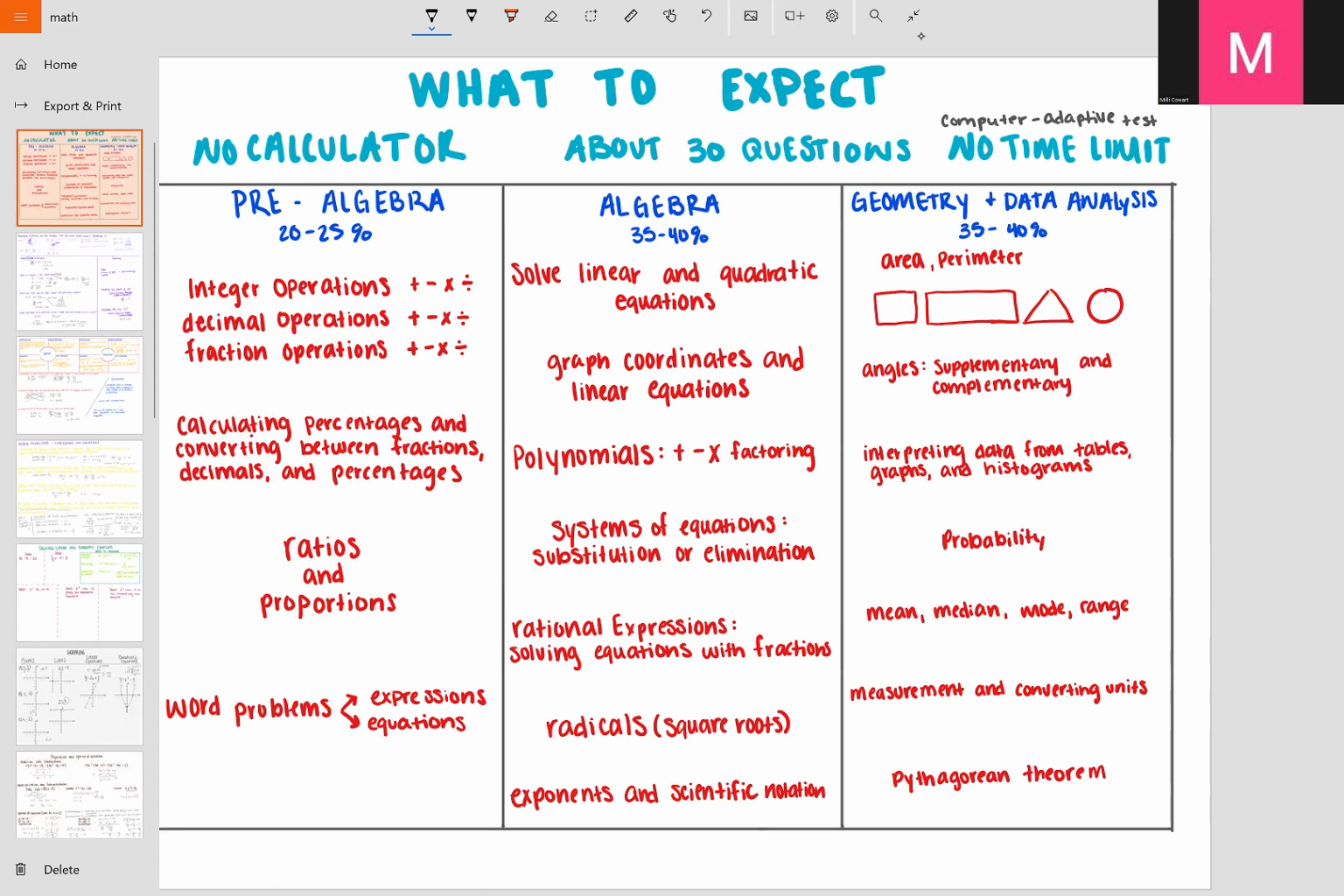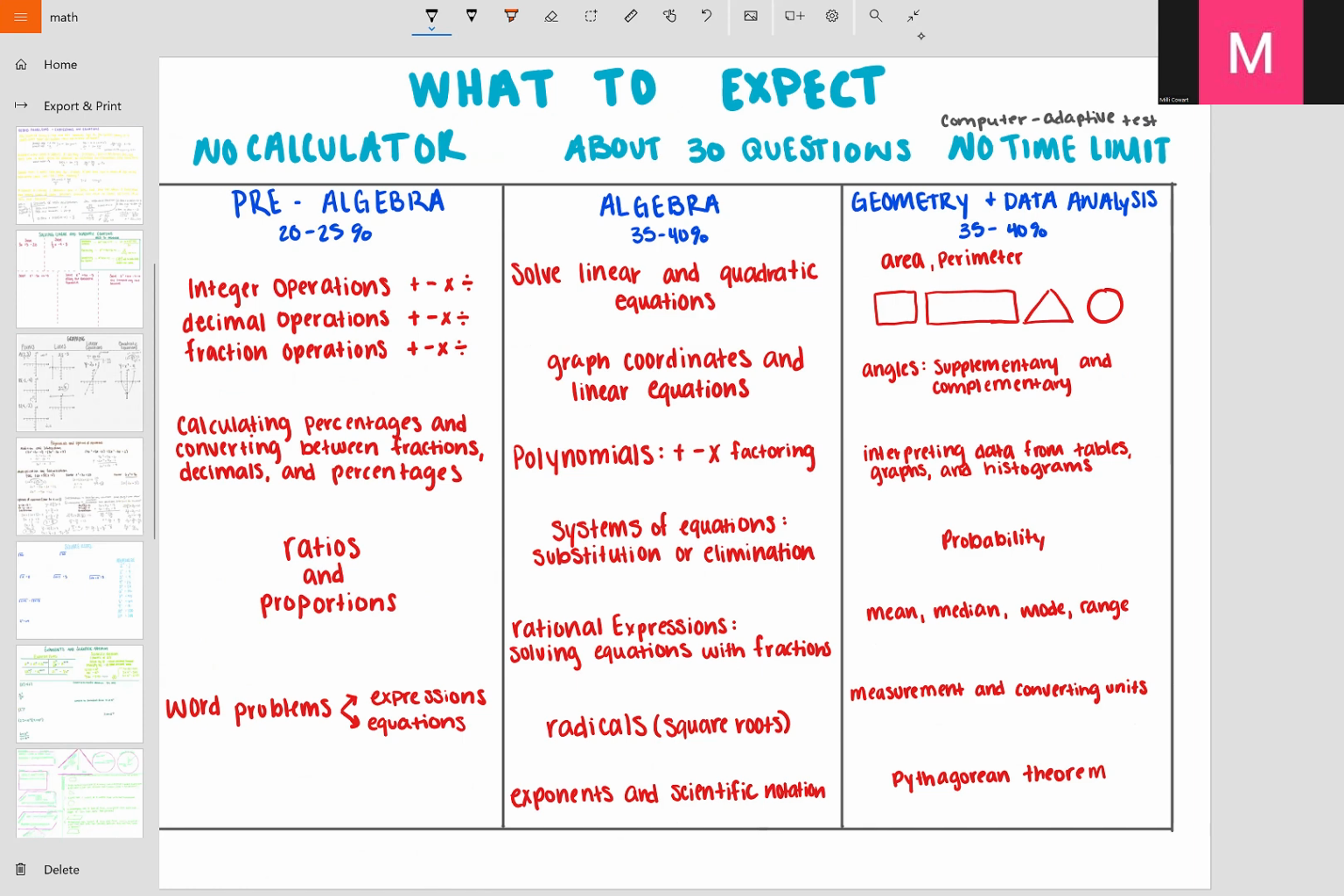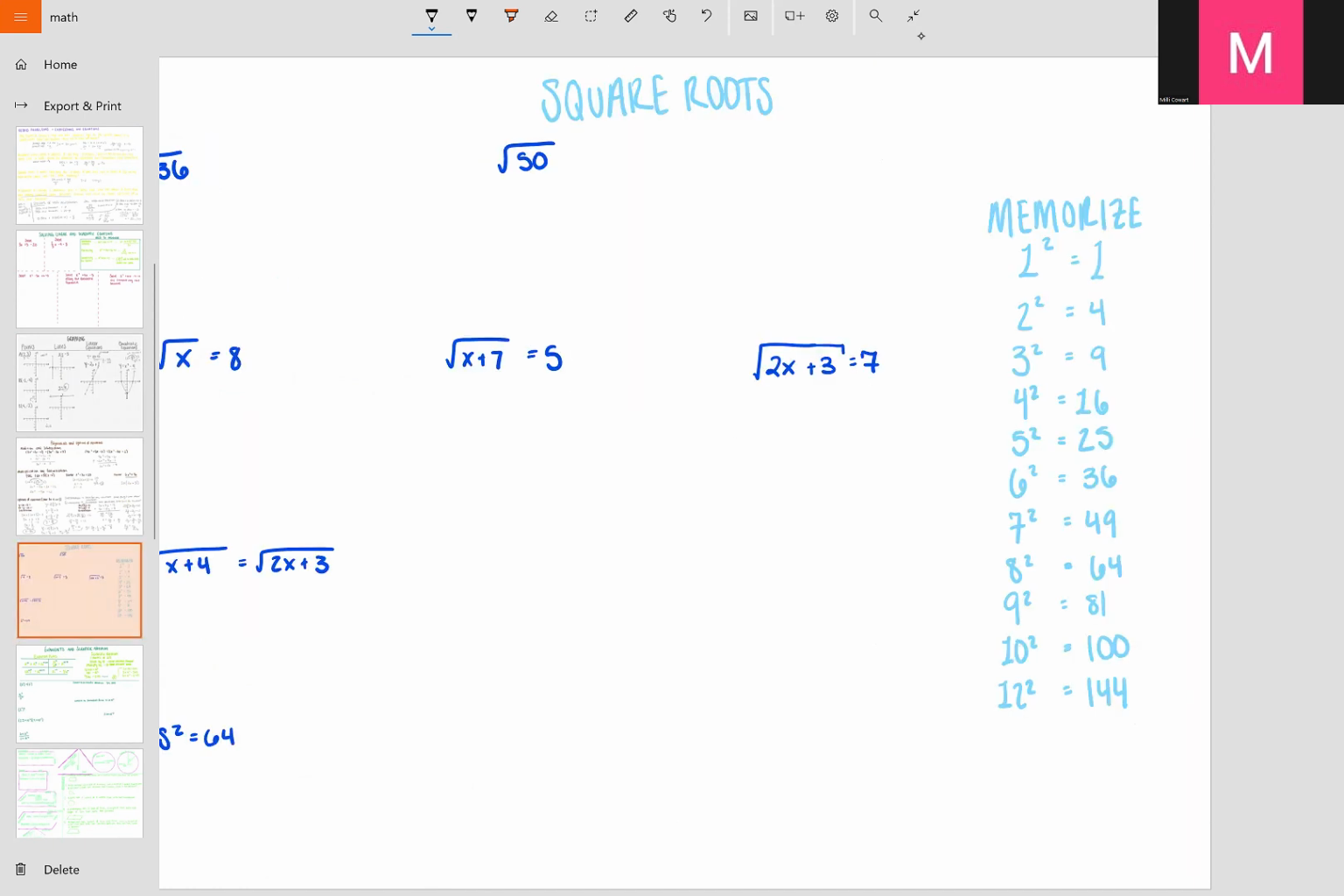Next, we can look at rational expressions, solving equations with fractions, which we've already done quite a bit of in this video and in the previous video. So I think I'm just going to leave it at that. So instead we can look at radicals or square roots.